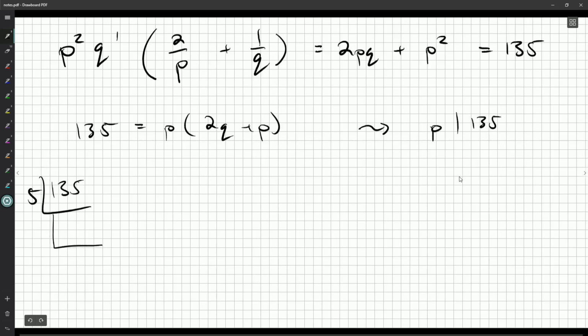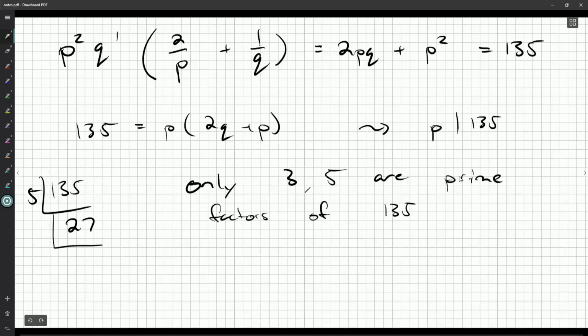And that'll be multiplied by 2 and shift the decimal place over 27. Oh, so we'll say only 3 and 5 are prime factors of 135. So either p is 3 or p is equal to 5. We just have two cases. They could both lead to q's, neither of them could lead to q's, or maybe just one. Anything is possible. So we'll try p is equal to 3.